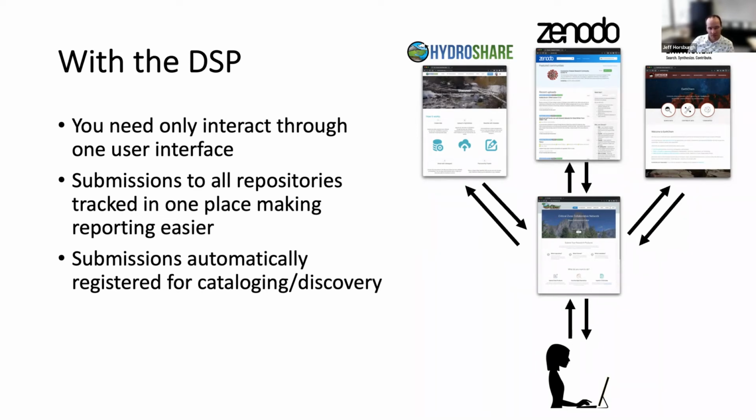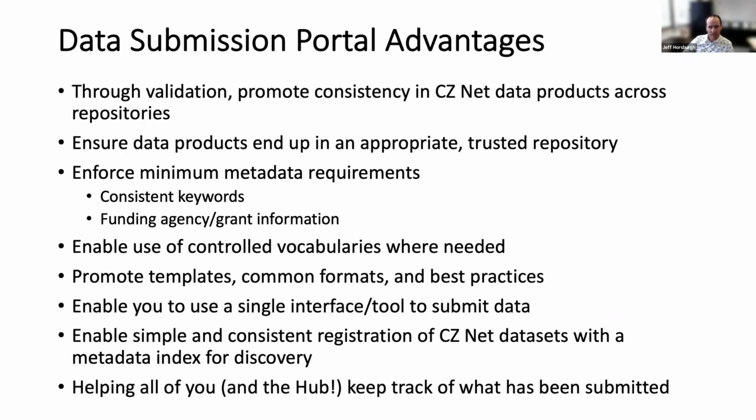Submissions to all of the repositories are going to be tracked in one place, which hopefully is going to make your reporting life easier. And then on our side of the fence, we'll know about all of these submissions. We can automatically register them for cataloging and discovery. And when we actually provide a discovery interface for CZNet, we'll know about everything that's been submitted and have the metadata available to us for the catalog. So that's a plus for all of us who I think are here.